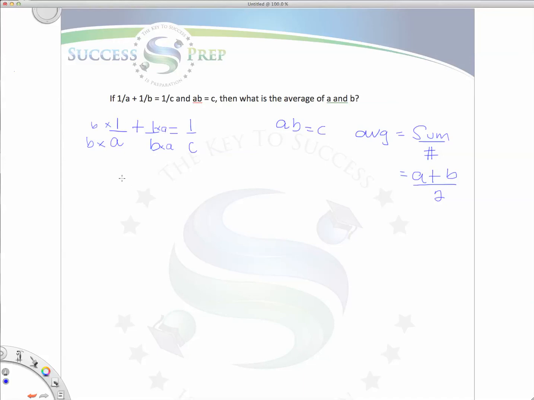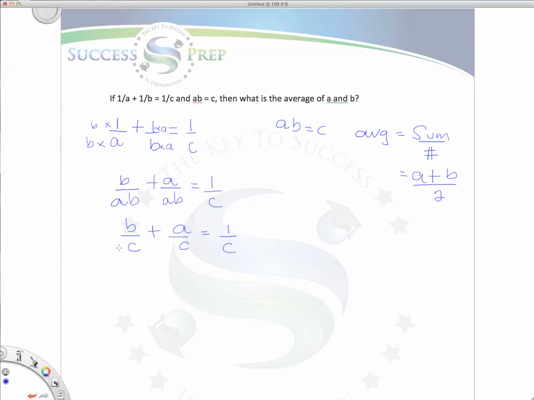B times 1 is b, a times b is ab, plus a times 1 is a, times b is ab, and that's equal to the value of 1 over c. Keep in mind that the question also says wherever you see ab, you can put c. You can substitute the value of c. So I'm going to rewrite this as b over c plus a over c equals 1 over c.